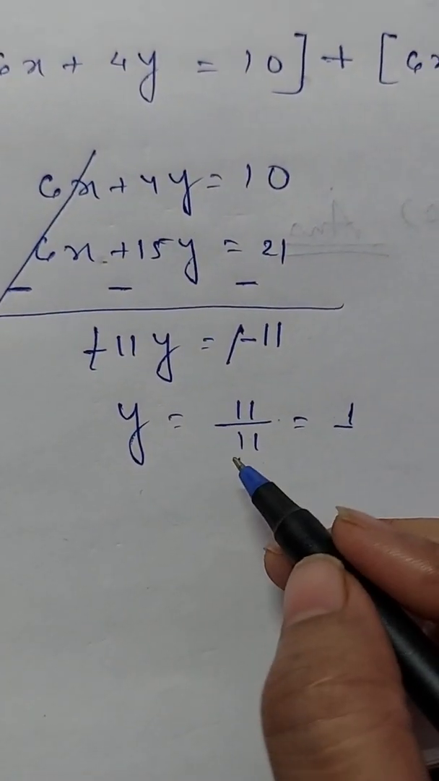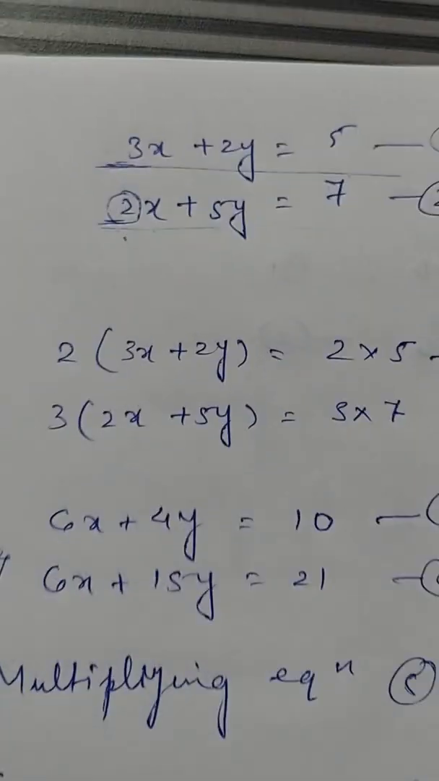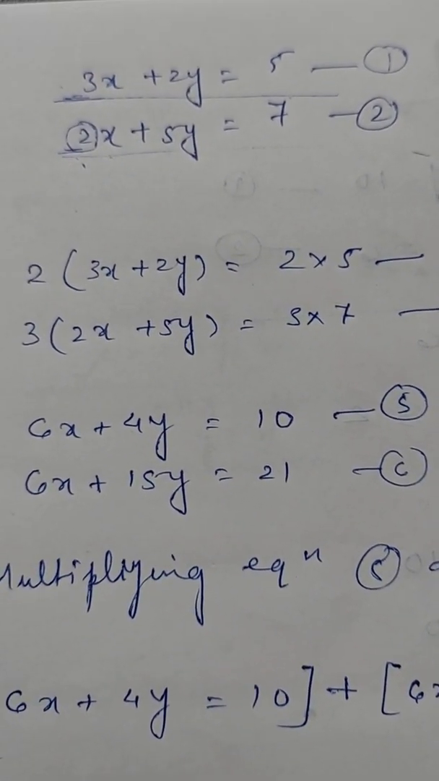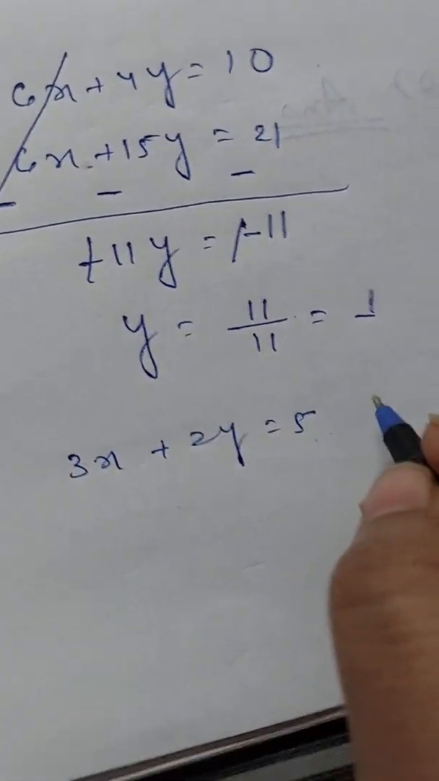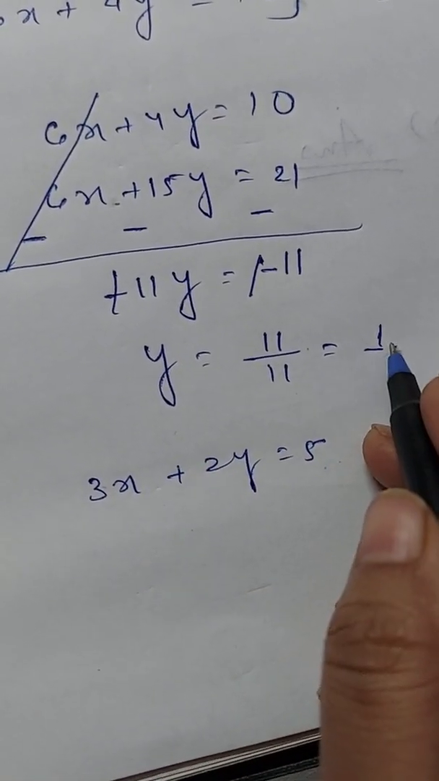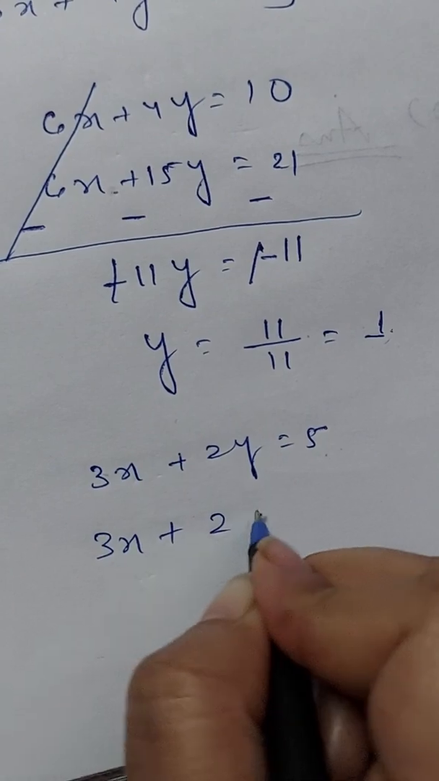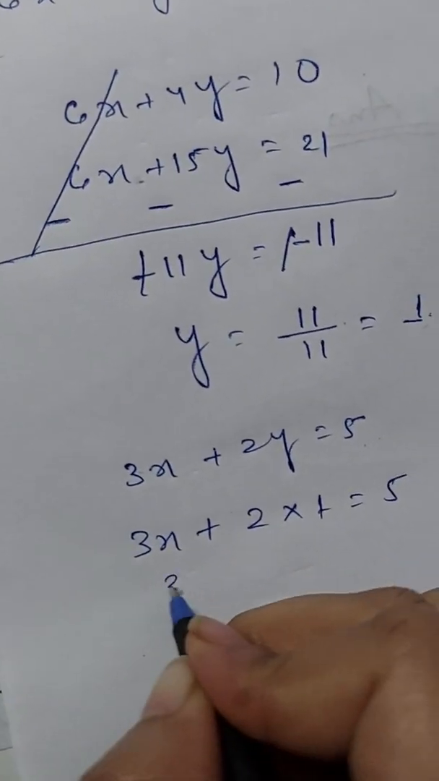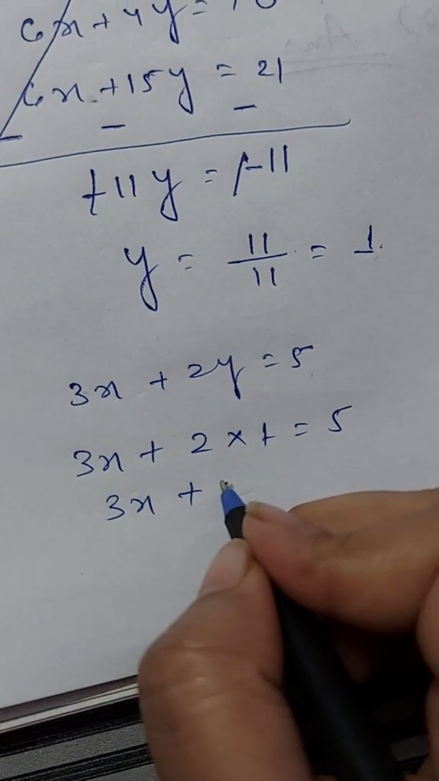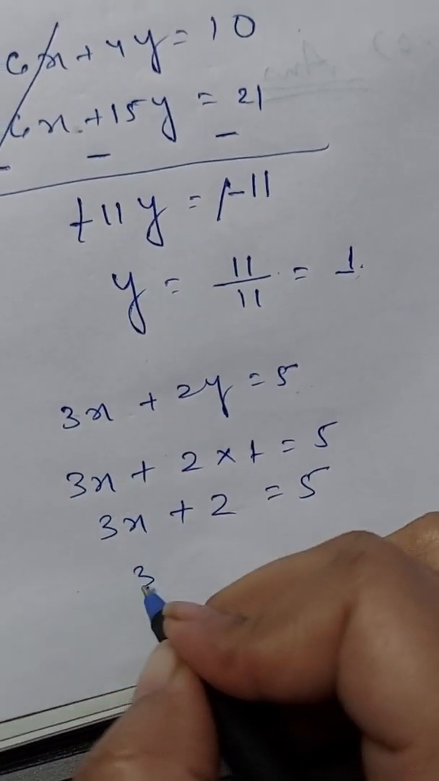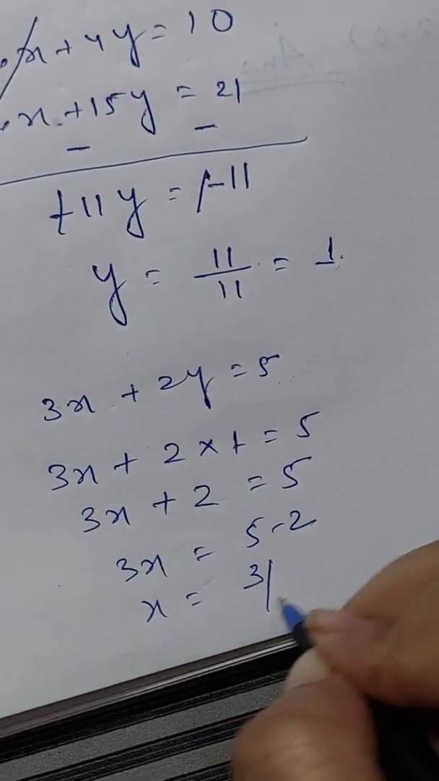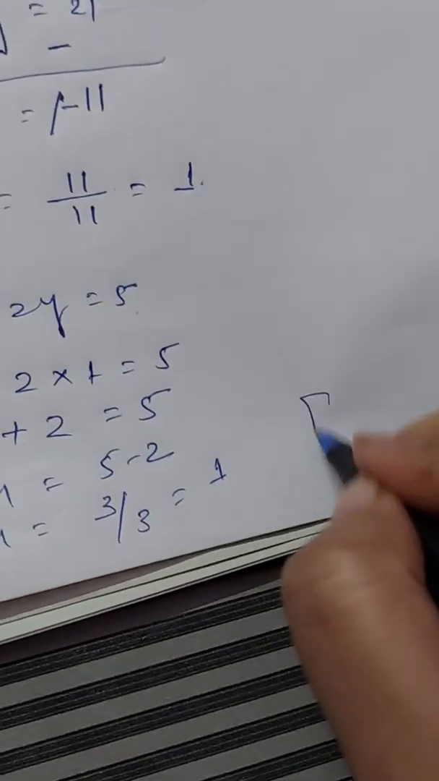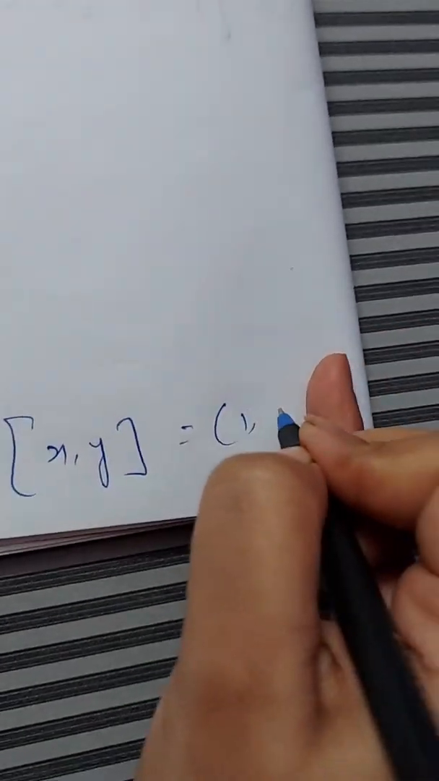By substituting the value of y in any equation, equation number 1 or 2, 3x plus 2y is equal to 5. This one is our equation number 1. So here we can put the value of y. 3x plus 2 into 1 is equal to 5. 3x plus 2 is equal to 5. 3x is equal to 5 minus 2, and x will become 3 by 3, that is equal to 1. So we find the value of x and y is equal to 1 and 1.